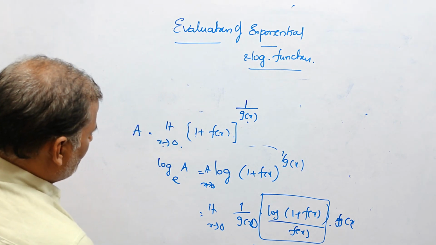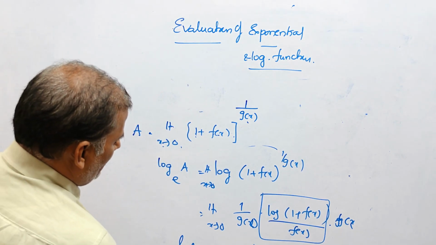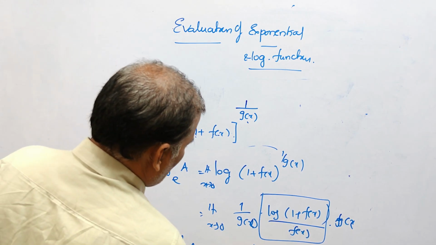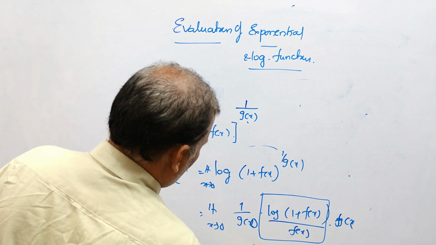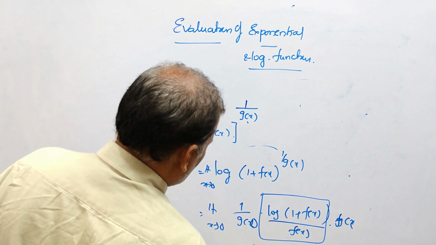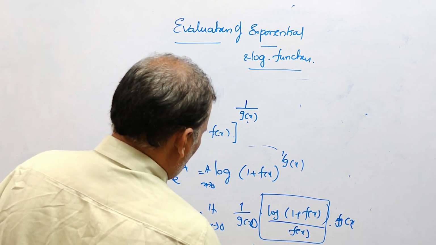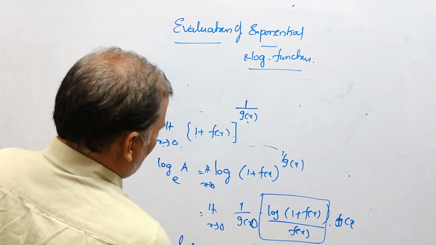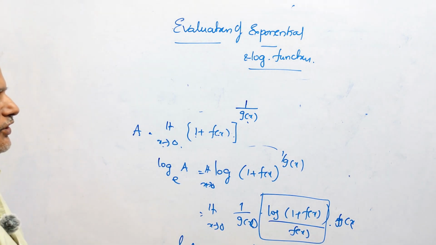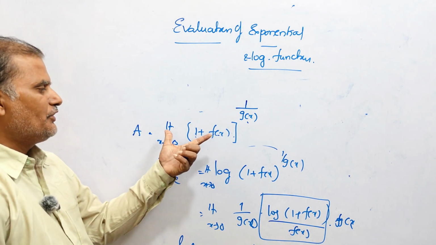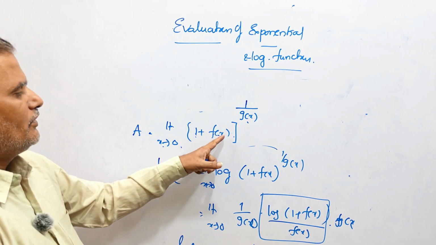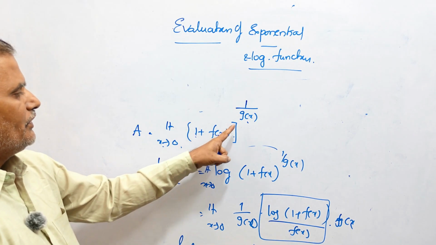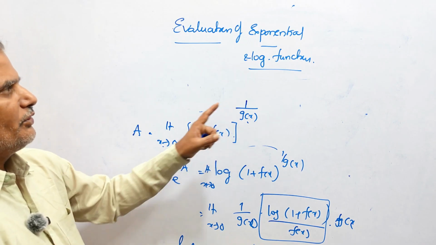Now here this is log A base e. Now I want A, so we remove log here: e power f(x) by g(x). This is a very, very important formula. A is equal to e power, limit x tends to 0, f(x) by g(x). Whenever a problem is in the form of 1 plus x whole, where x tends to 0 means infinity, it is 1 power infinity notation.